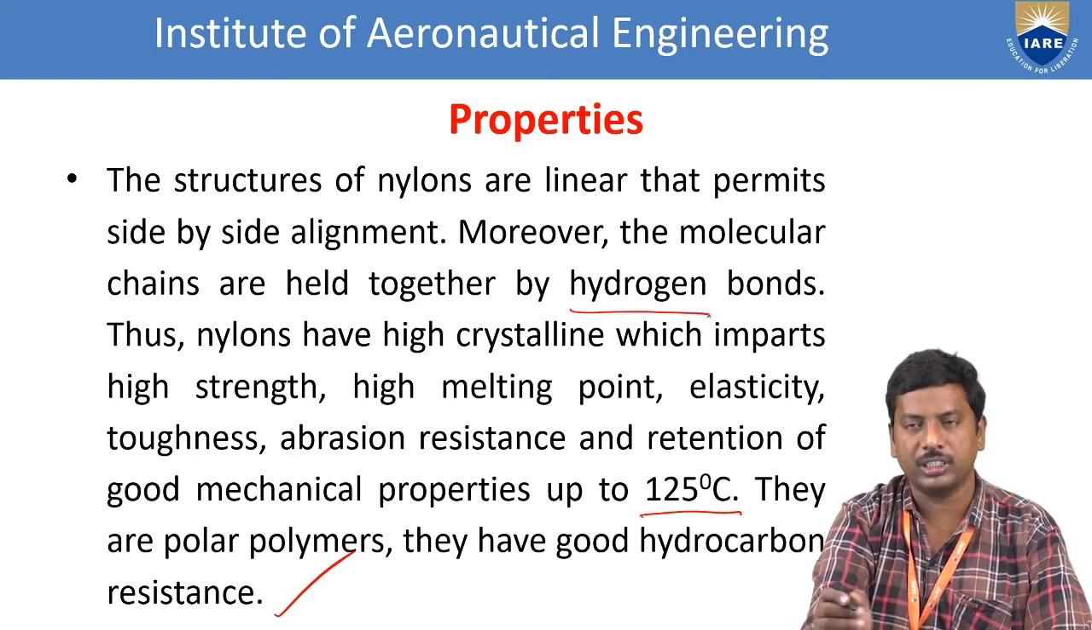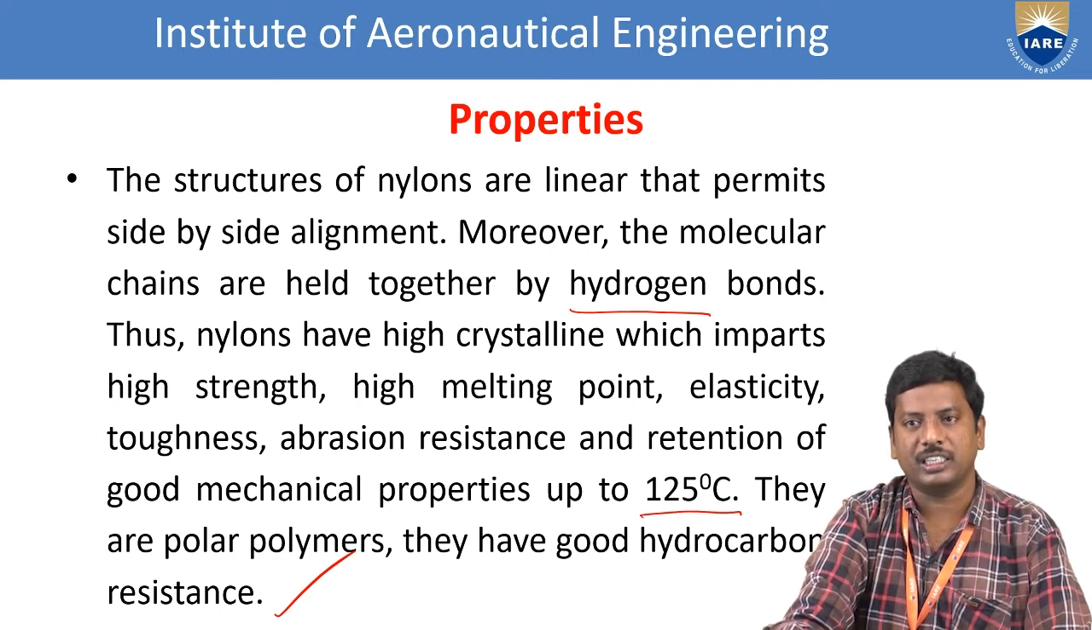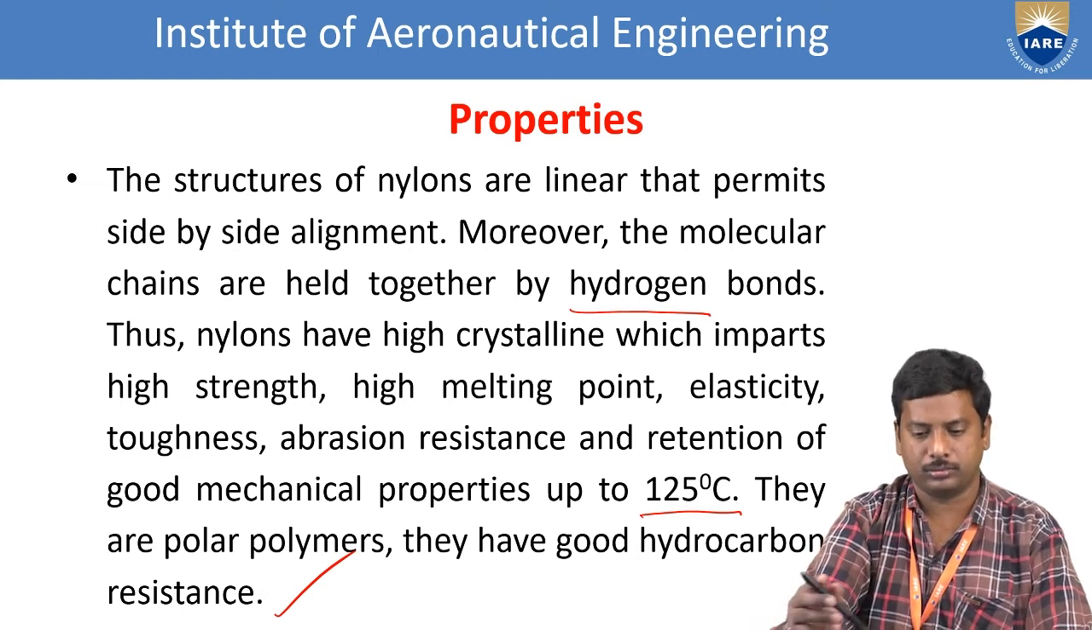Which bonds? Hydrogen bonds. Thus, nylons have high crystallinity, which imparts high strength, high melting point, elasticity, toughness, abrasion resistance, and retention of good mechanical properties, provided the temperature does not exceed 125 degrees centigrade. They are polar polymers. Polar means chargeable. They also have good hydrocarbon resistance.